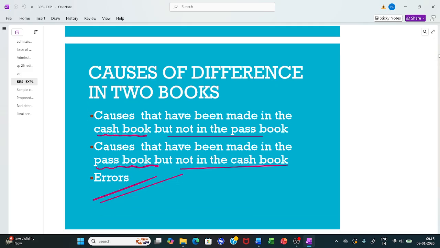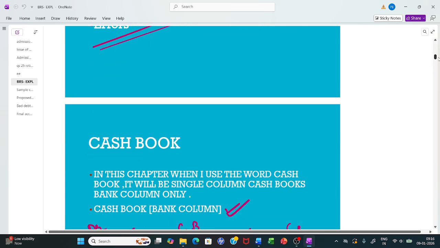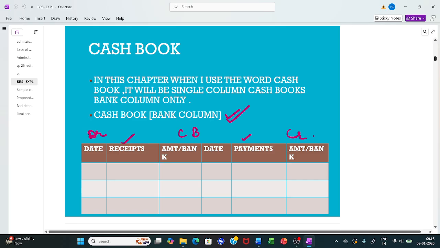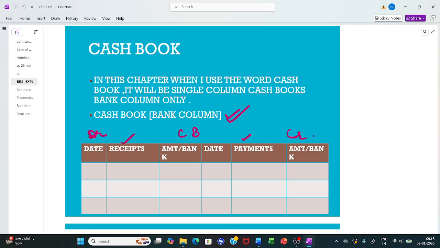So there could be things which are there in the cash book but not in passbook. There could be things which are there in the passbook but not in the cash book. And there could be certain errors. We try to find them out. In this chapter, we will be using the word cash book as bank column of cash book only. Please remember that.